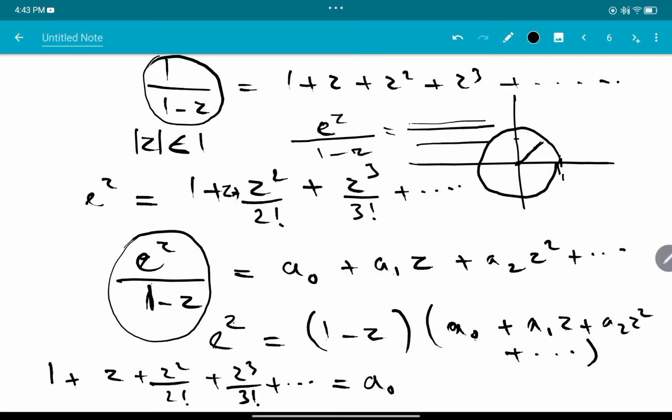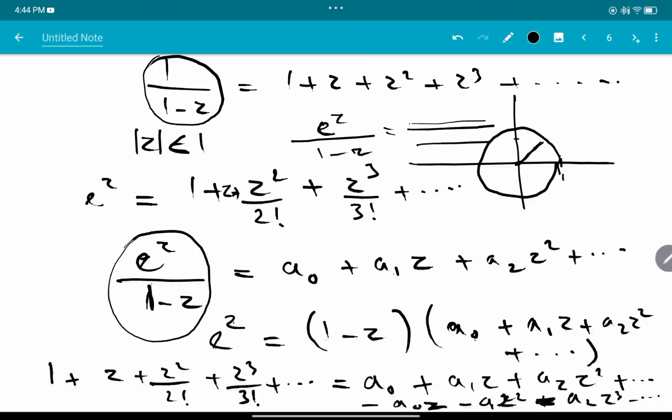Let me first multiply it. This is a naught plus a1 z plus a2 z square plus dot dot dot, then minus a naught z, minus a1 z square, and minus a2 z cube, and so on.